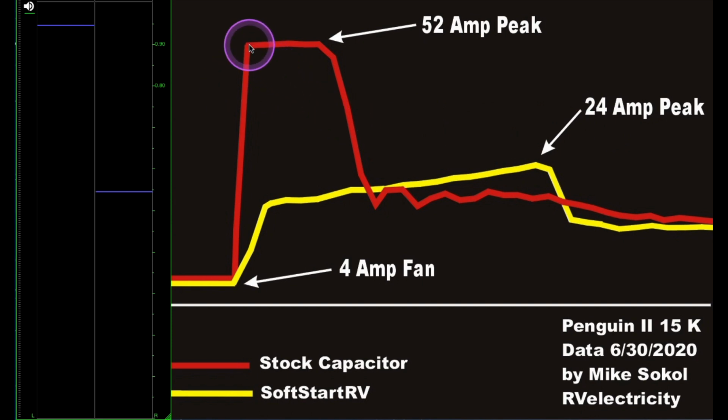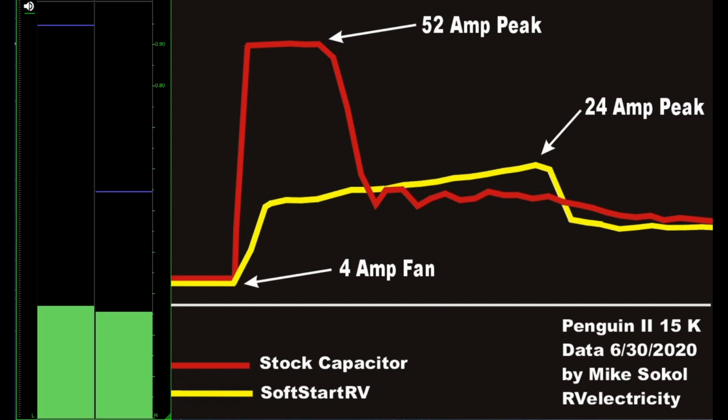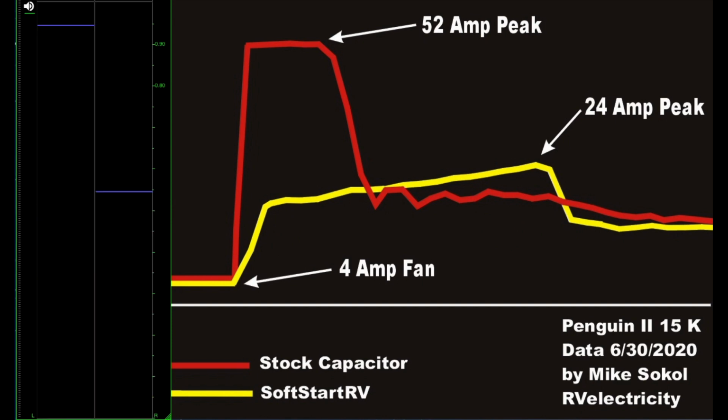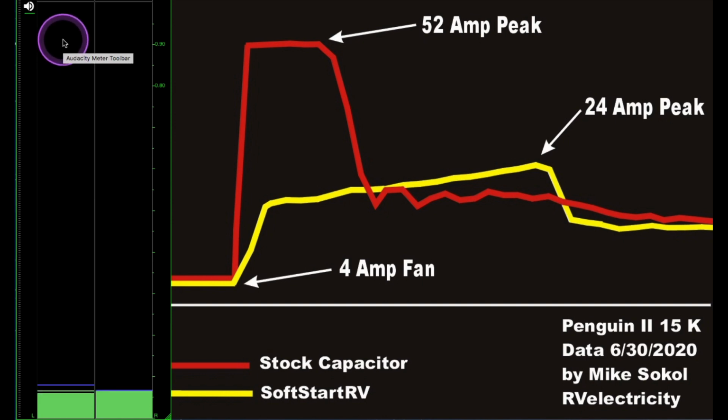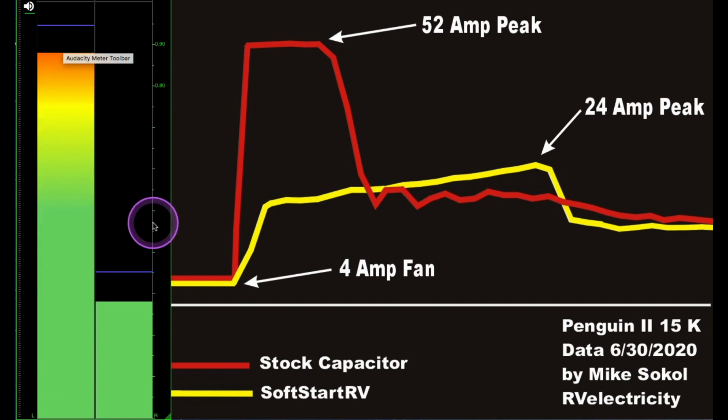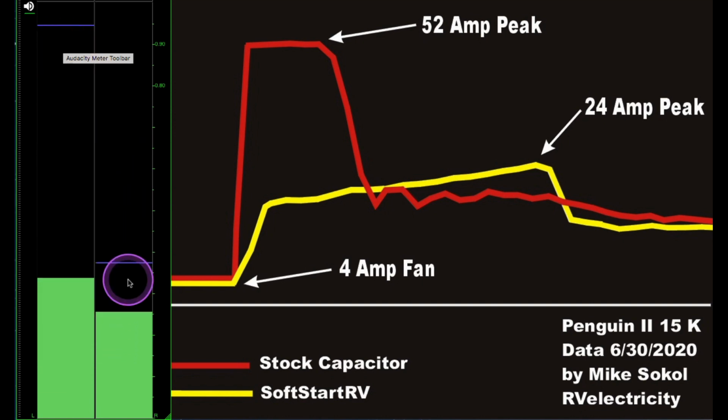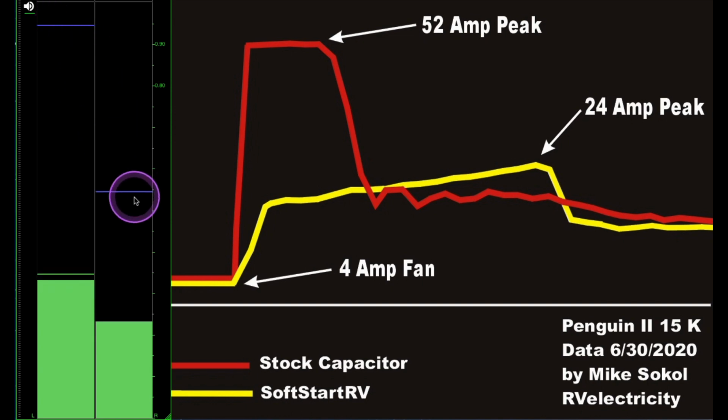Now this time here is only 1/6 of a second, and this is only 1/3 of a second, so it's basically happening in the blink of an eye. Let me show you that again at full speed. And let's look at it in slow motion once again. Here's the peak current of the stock cap over here. Here's the peak current of SoftStartRV on this side. 52 amps versus 24 amps. Any questions?